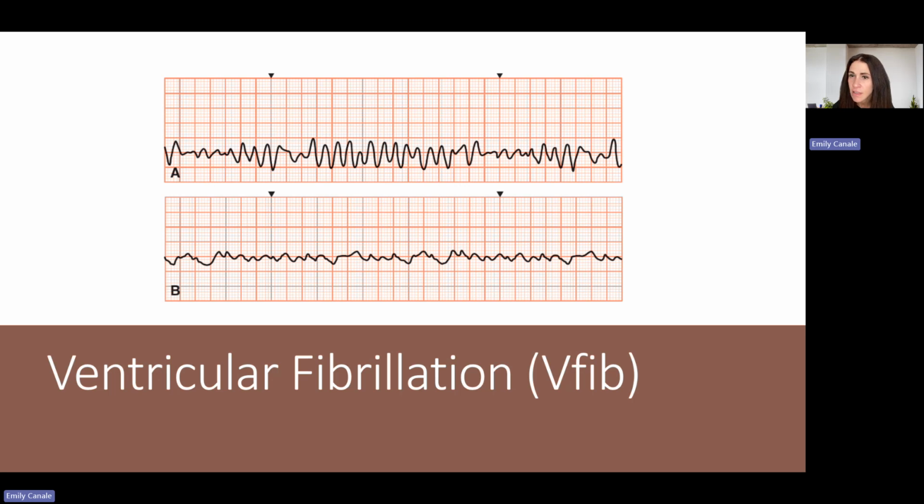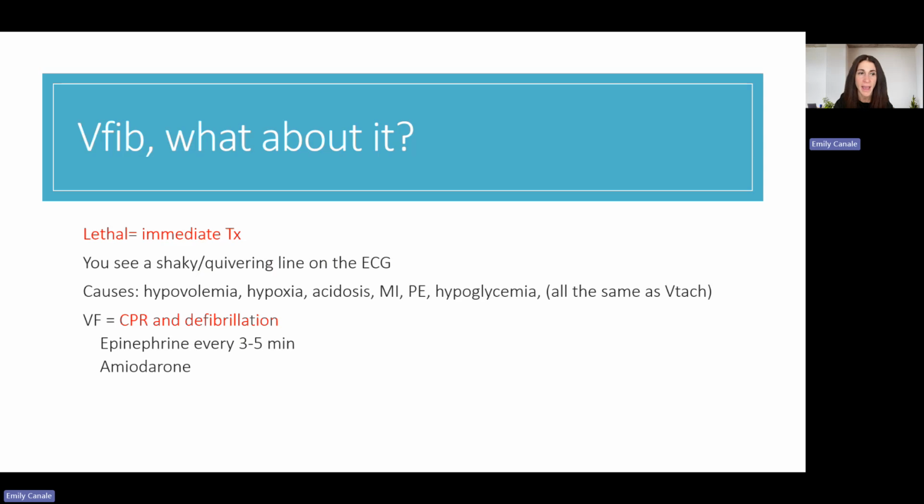You can really see this looks like it's almost about to flatline, doesn't it? I'm always thinking about VFib and it just stops. Okay. So again, think about this could be very shaky and coarse like this, and very bad VFib. Think VFib is very, very bad. This just means this is coarse and this is fine. They're both VFib. They're both very, very bad.